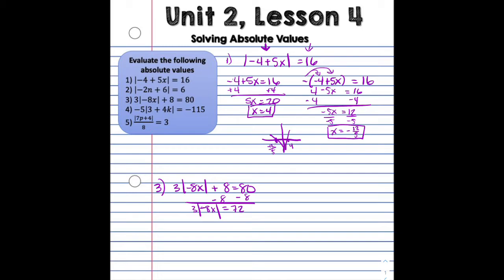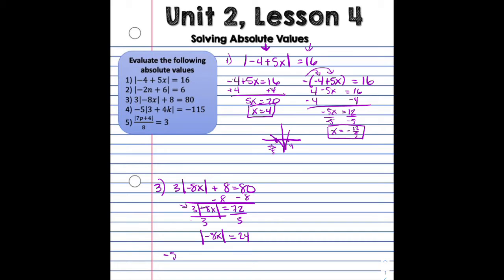And then I'm multiplying here. My a value, or my slope here, is 3. So I'm multiplying by 3, so I'm going to divide. That leaves me with the absolute value of negative 8x equals 72 divided by 3, which is 24. Now I have an absolute value equal to 24.